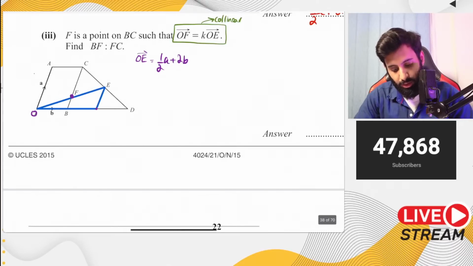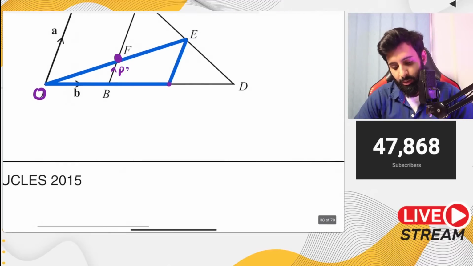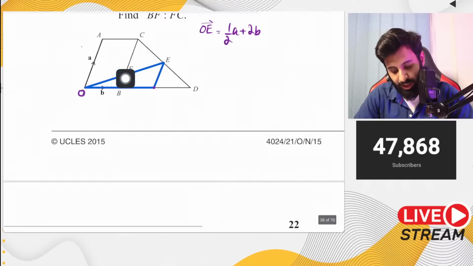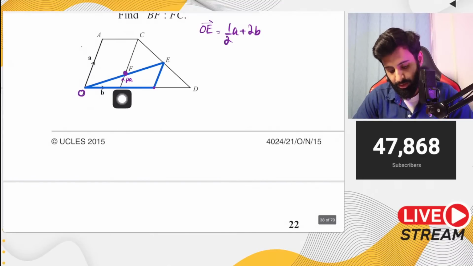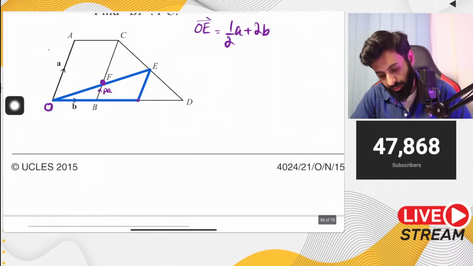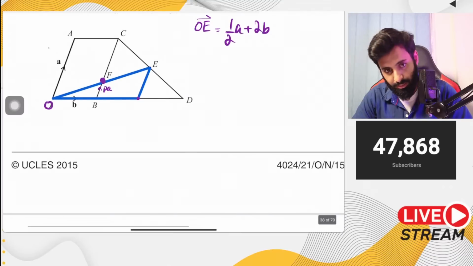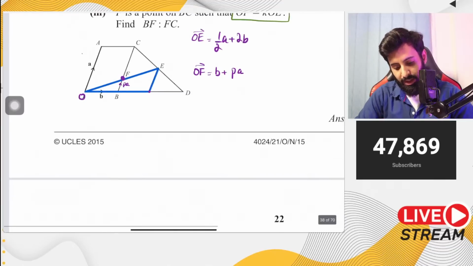And what about OF? Now, in order to find out OF, this has to be some times of A. Why? Because this length is parallel to this length. That means this has to be some times of A. Okay. So that means OF, if we write down vector OF, it's going to be something like this. OF is going to be equal to B plus P times A. ठीक है. अब हम एक काम करते हैं.